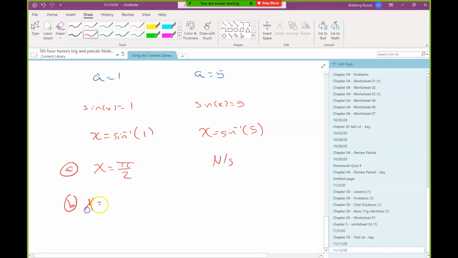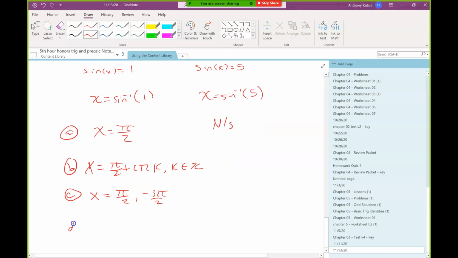For part B, all we have to do is tack on a 2 pi k to that. For part C, I just need to subtract 2 pi from that. That's all I have to do there. And then for part D, I notice that this answer is too small. So I'm not going to include the -3 pi over 2. But I'm also going to add 2 pi to this one. So that's going to give me 5 pi over 2.